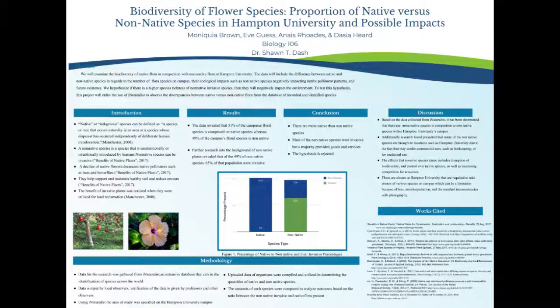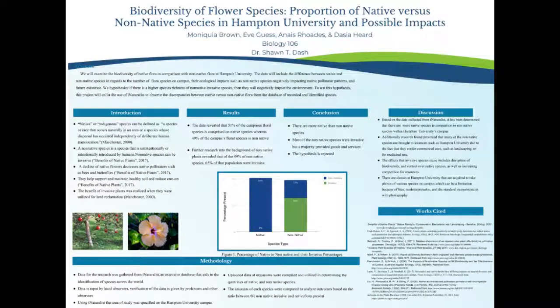From the database, the quantities of native and non-native flora were found. Once they were found, they were organized to find the percentages present on the campus. Finding the percentages allowed for non-native plants to be split into two categories: invasive species and non-invasive species. The invasive and non-invasive plants were then put in a ratio to analyze their effects on the environment.